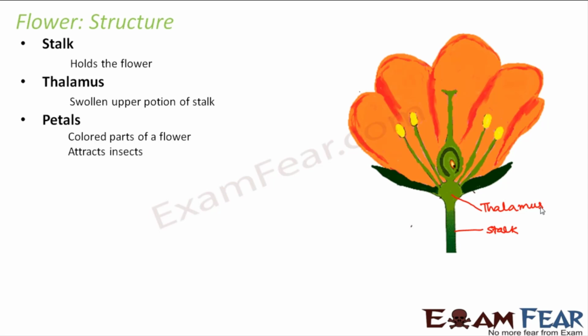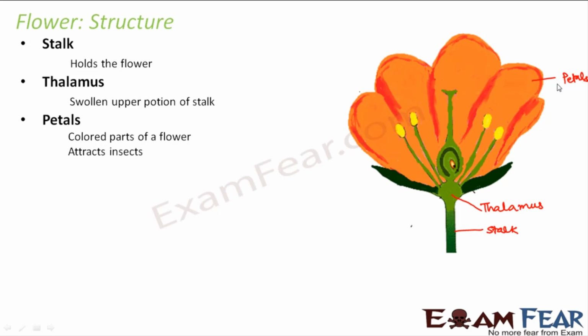Next, petals. What are petals? These are the colored parts of the flower. They come in a variety of colors depending upon the flower. For example, you have so many different colors for a rose. You have red, orange, yellow, so many different colors actually. This colored part is to attract insects. Due to the fancy colors, the insects get attracted towards the flower. Now why does the flower want insects to come towards it? We will study that as we go ahead with the slides.